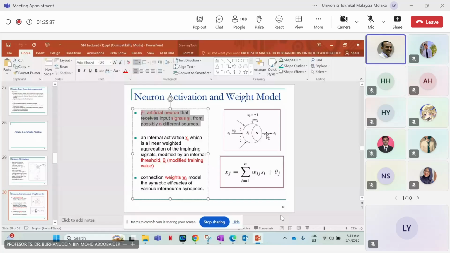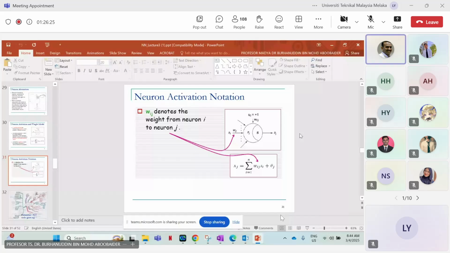All right. So there is an internal activation function xj, which is a linear weighted aggregation of the incoming signals modified by an internal threshold. Okay, so you can see over here xj is equal to the summation. This is the same formula. I'm repeating the same thing I mentioned in the last few weeks, right? We can see the connection weights over here are actually the synaptic efficiency of the various interneuron synapses. So we have different synapses. In this synapse we have one weight, the second one a different weight, up to the nth synapse with a different weight. So Wij denotes the weight from neuron i to neuron j, and then we have this multiplication.